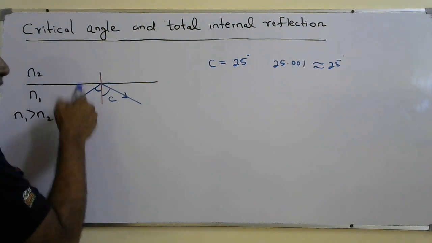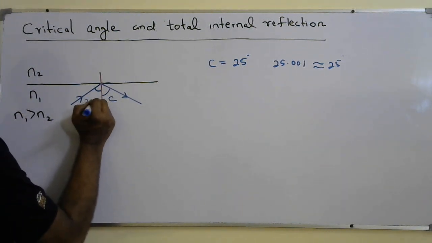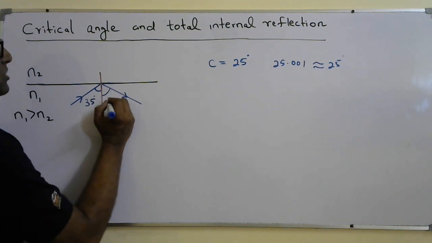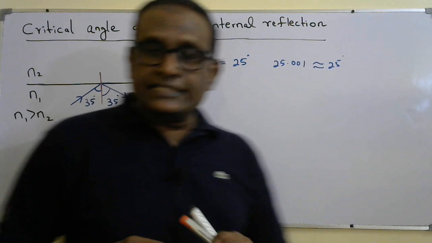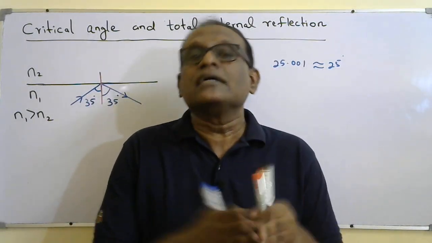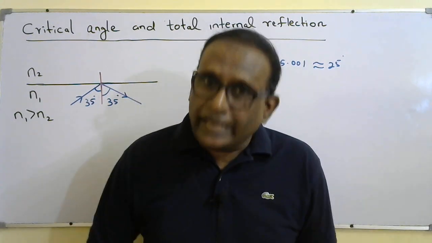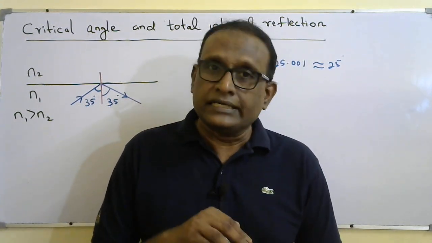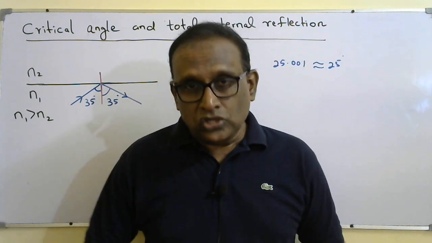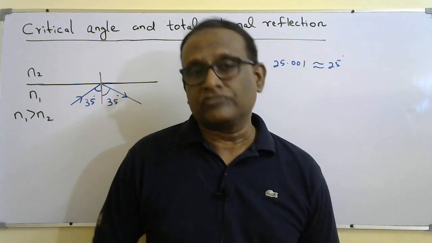Now the angle of incidence has become more than 25, maybe 35 degrees, then total internal reflection, this also 35 degrees. So when the angle of incidence becomes a little more than the critical angle, total internal reflection will occur. If it is much more than the critical angle also, total internal reflection will occur. During total internal reflection, it obeys the law of reflection: angle of incidence is equal to angle of reflection.